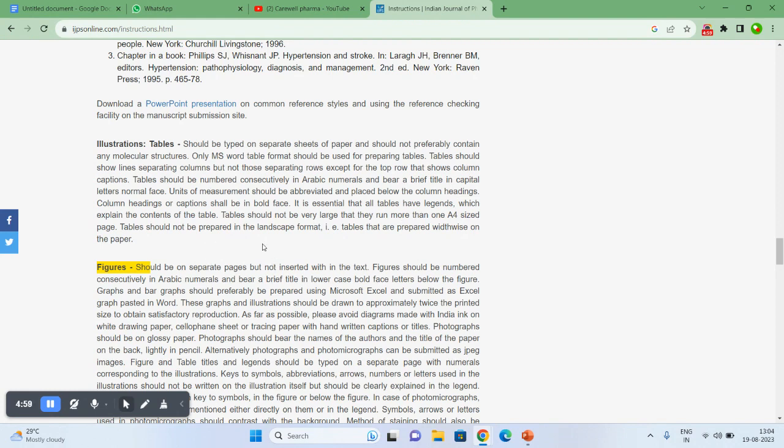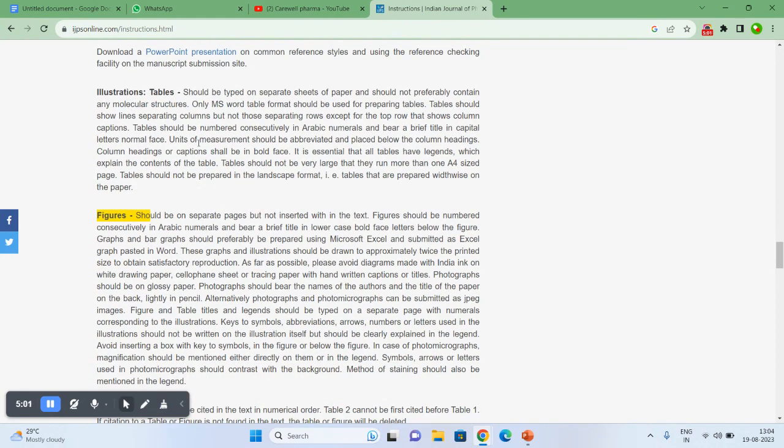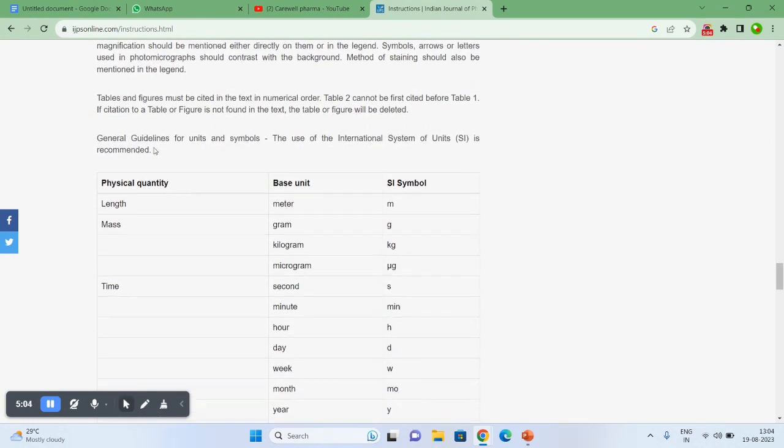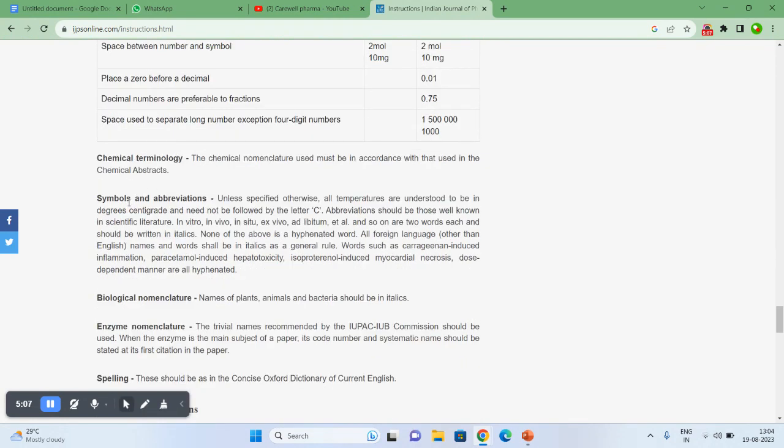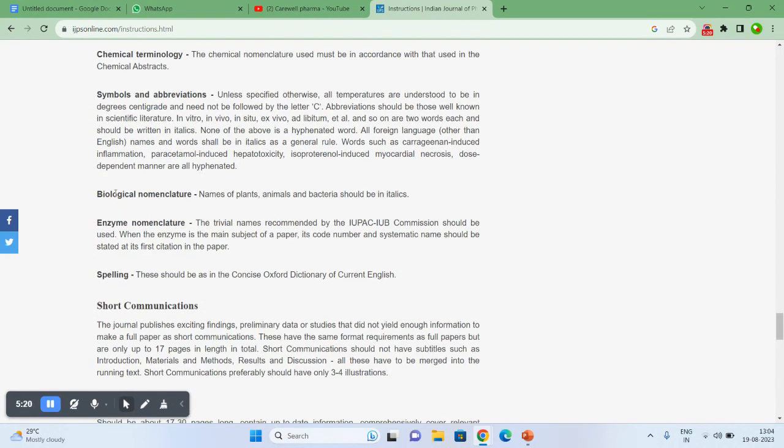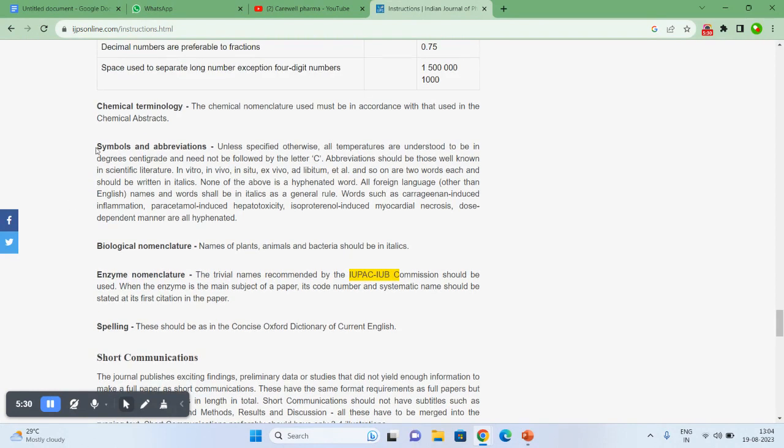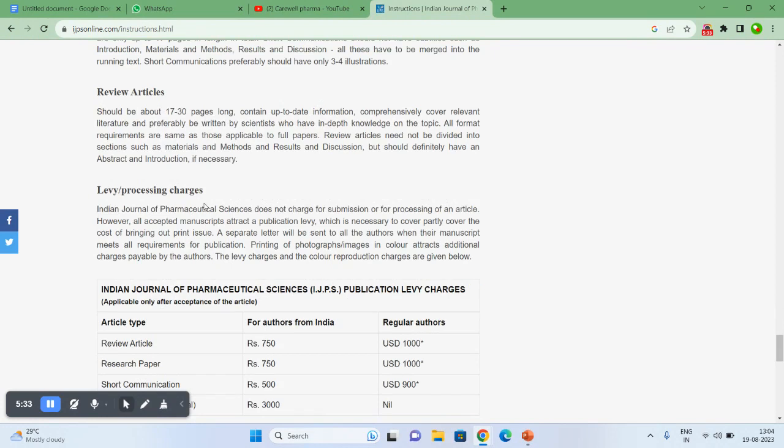Here you can see it's properly mentioned about the different headings and the numbering of tables and figures. Here you can see the examples and abbreviations. Abbreviations should clearly be mentioned. Suppose it's diabetic foot ulcer, DFU is the abbreviation, so I should mention somewhere before that DFU is diabetic foot ulcer. Biological sources from plants and animals should be in italics very clearly. Enzyme nomenclature should be according to the IUB, which is very important, and the symbols and abbreviations should be official ones, not any others.